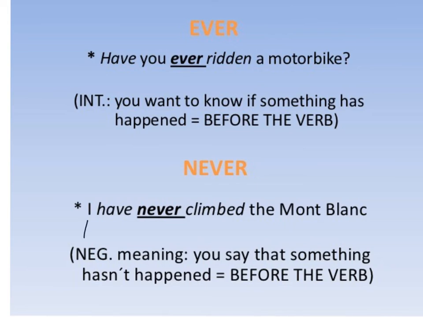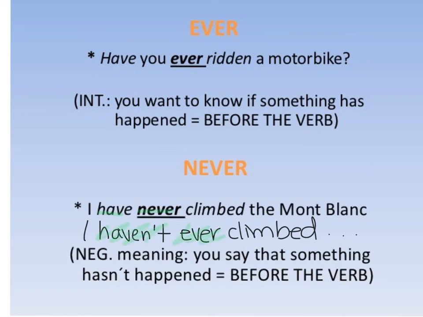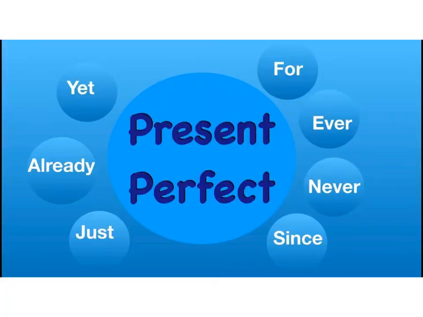You may say, I haven't ever climbed the Mont Blanc. So these are your two options to say that this thing has never happened. Have never or haven't ever. These are the two possibilities. And that leads us to the end.